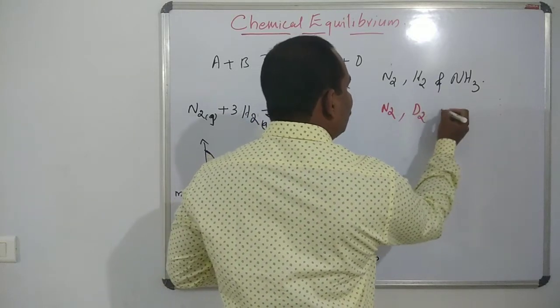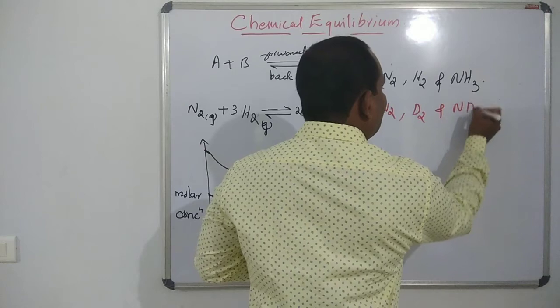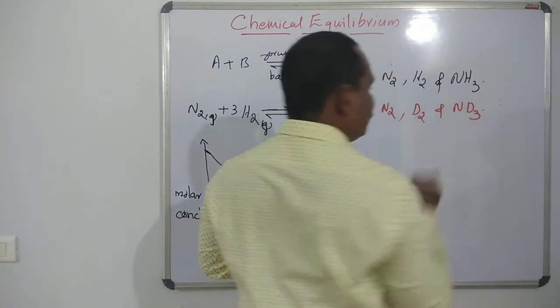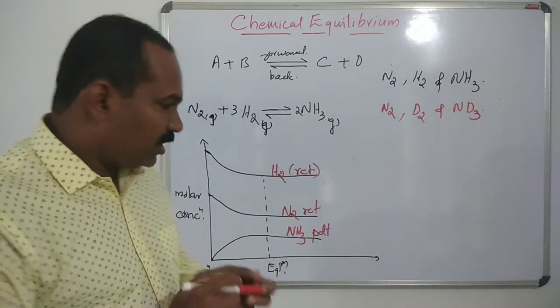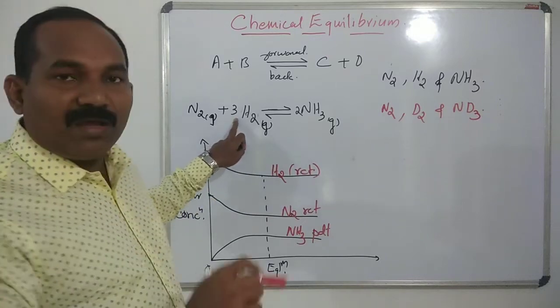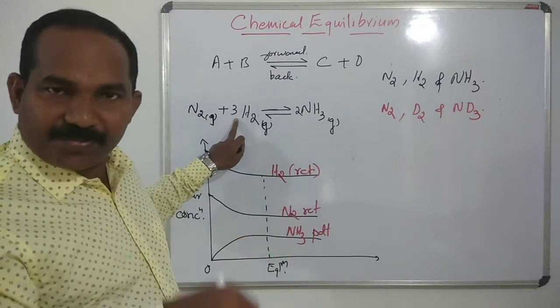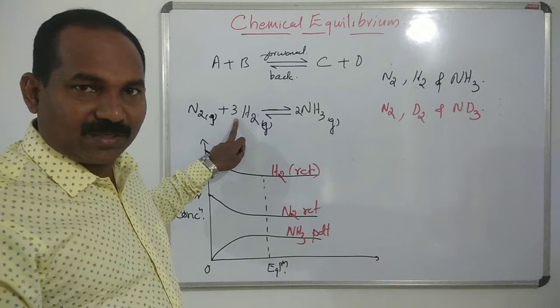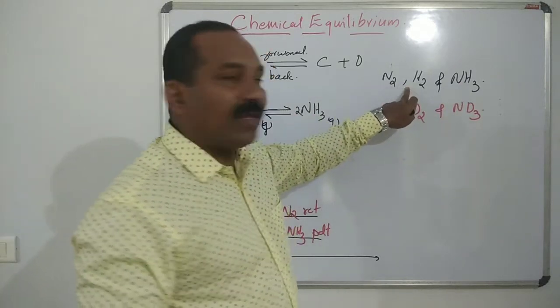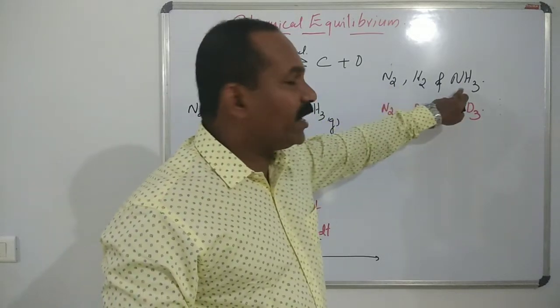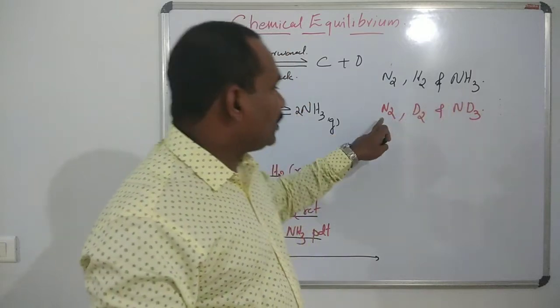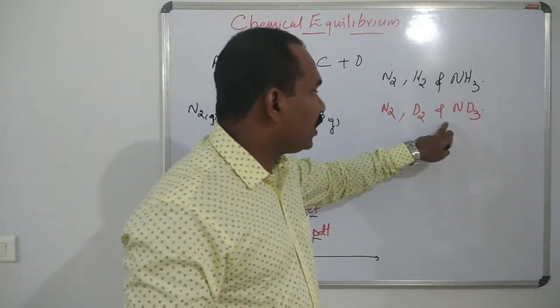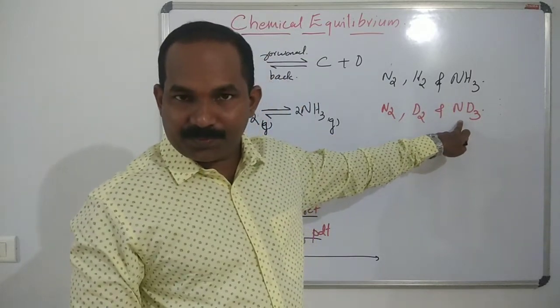N2, D2 and ND3, isn't it? Instead of hydrogen, we take deuterium, an isotope of hydrogen. So this is an equilibrium mixture: N2, H2 and NH3 are there. And another case, N2, D2 and ND3.